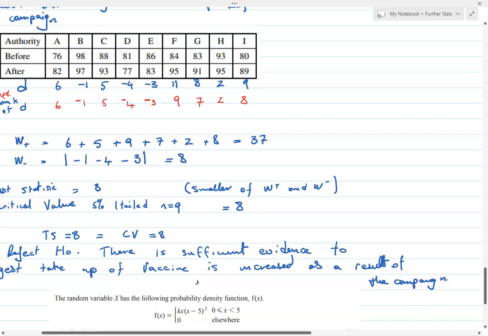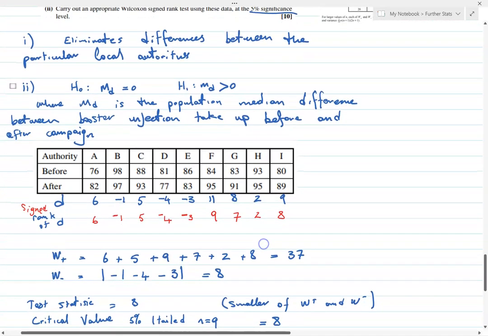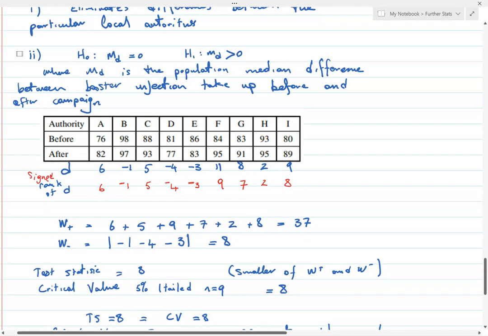Okay, that's it. So in some ways, although it's only 1 mark, the really fundamental thing is that the Wilcoxon signed rank test here, paired, is the way to go, because pairing is appropriate here because it's the same local authority, which then makes it a better test because it eliminates any differences between the authorities themselves.